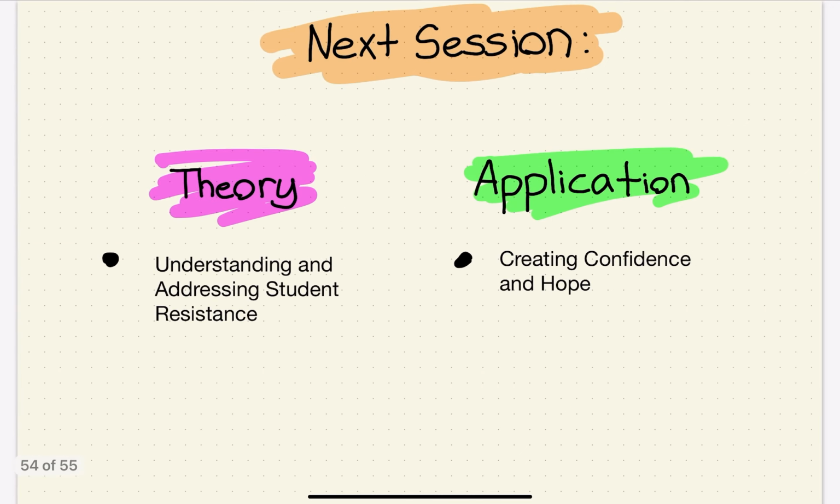All right, next week we're going to talk about this theory of understanding and addressing student resistance. But on the practical side of things, we're going to talk about creating confidence and hope. Looking forward to seeing and hearing what you come up with in our discussion this week.